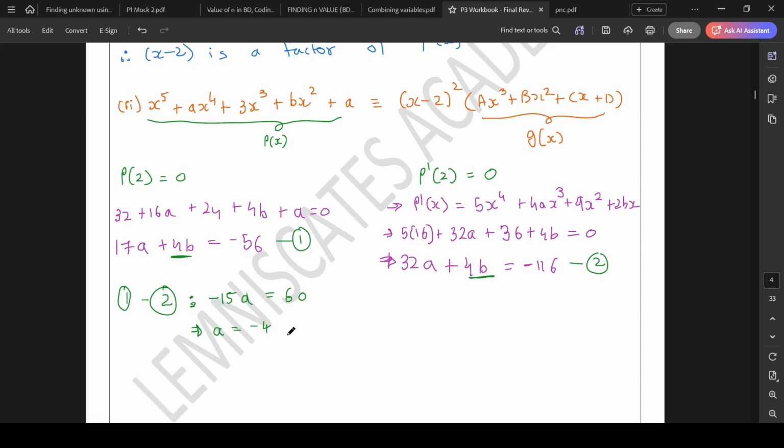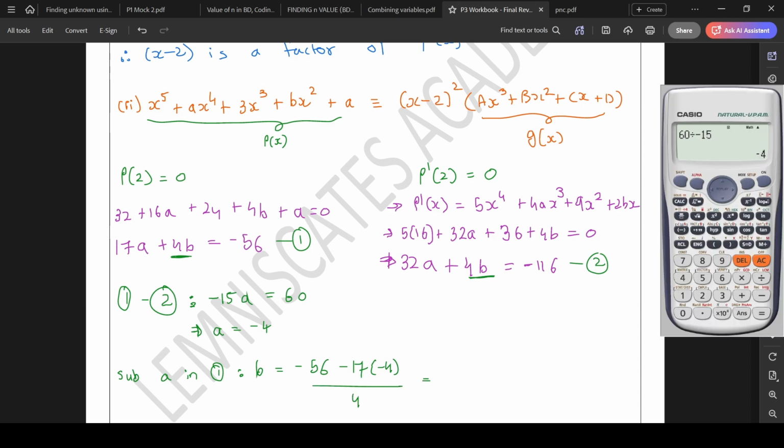If I know the value of a, I can substitute it in either equation 1 or equation 2. Let me substitute a in equation 1. So you will get b is equal to minus 56 minus 17 into minus 4, divided by 4, and what will this come out as? Let's check. Minus 56 minus 17 into minus 4, divided by 4. This will come out as 3.